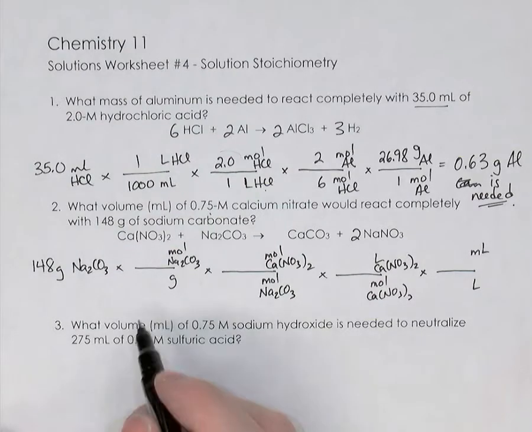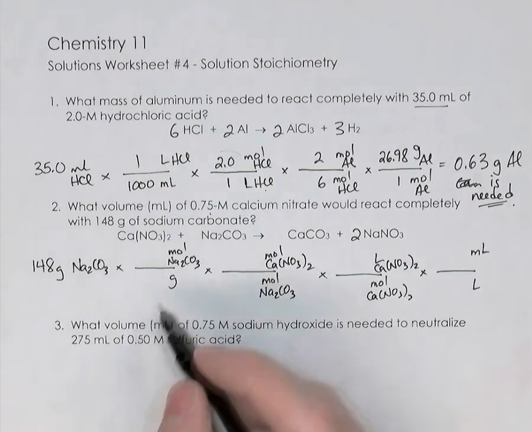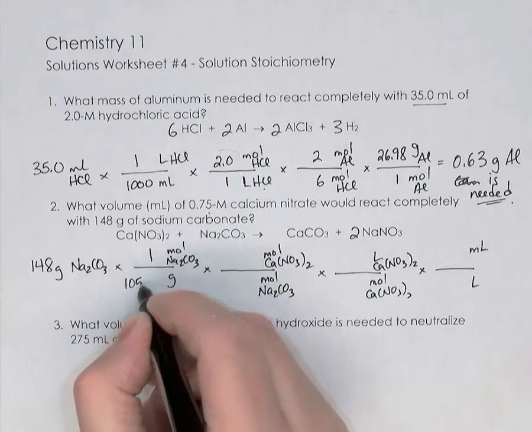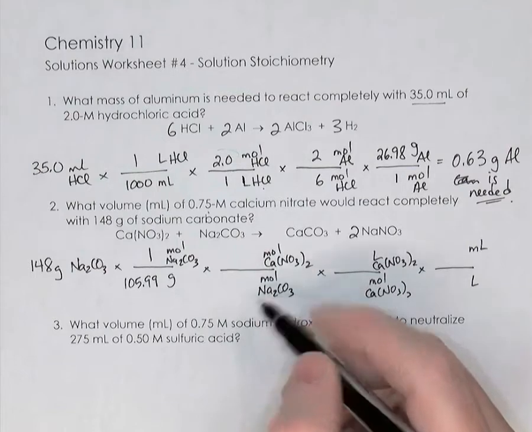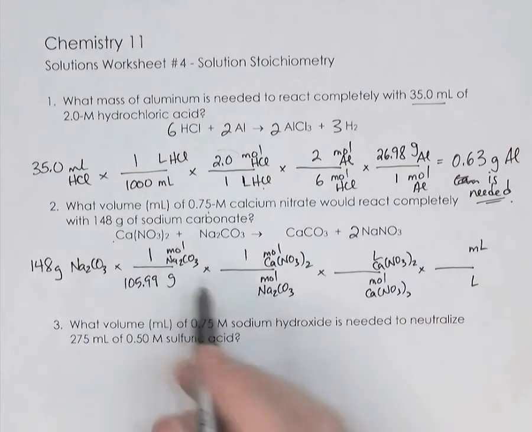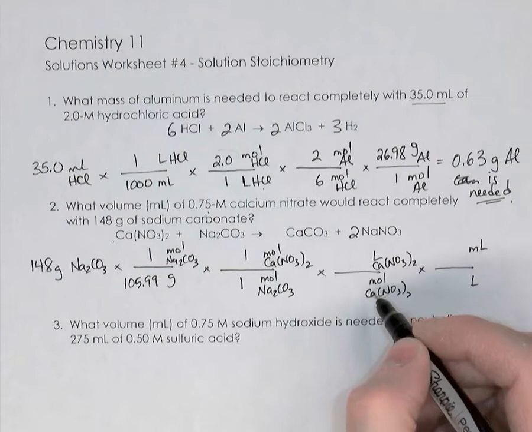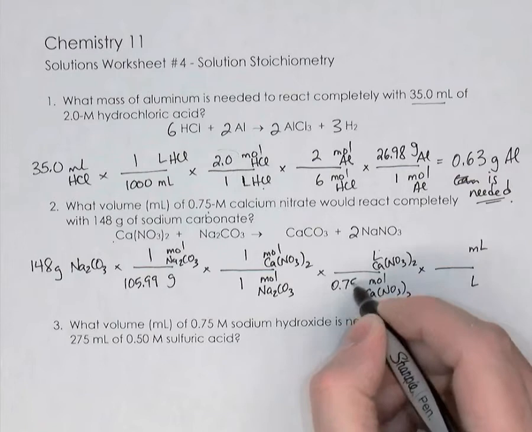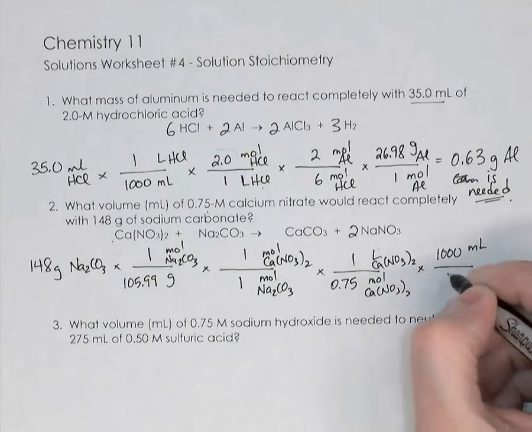So from a periodic table, we need the molar mass of sodium carbonate. You can look that up. 1 mole will weigh 105.99 grams. From the coefficients in the balanced equation, 1 mole of calcium nitrate will react with 1 mole of the sodium carbonate. It's a 1-to-1 ratio. The concentration of the calcium nitrate was 0.75 moles per liter.